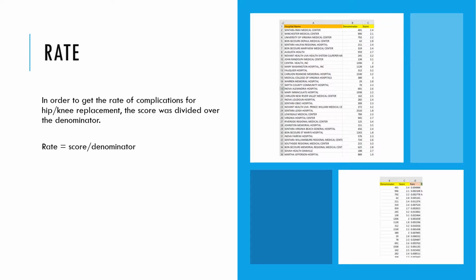Next, I copied the hospital name variable and values, as well as the denominator and the score variables and values, and I put them in a separate spreadsheet. In order to get the rate of complications for hip and knee replacement, the scores were divided by the denominators for each of the hospitals.